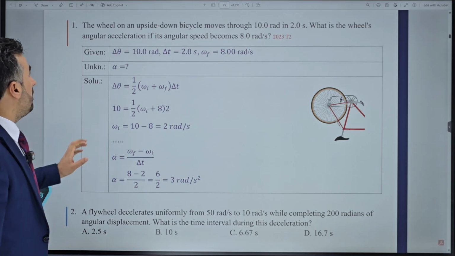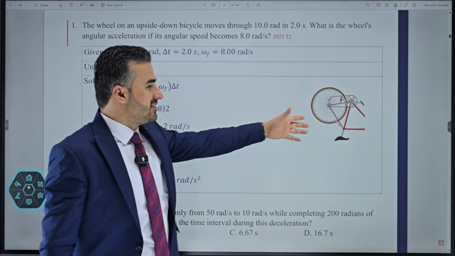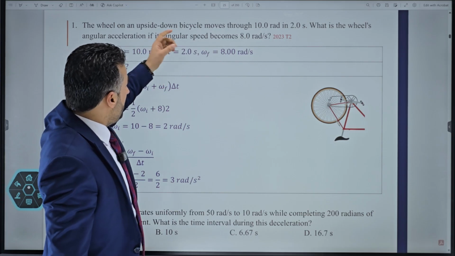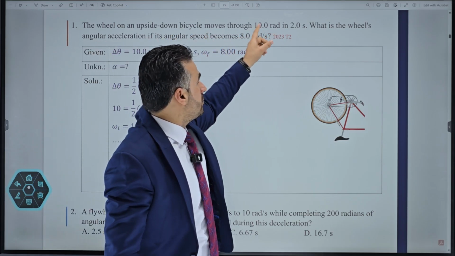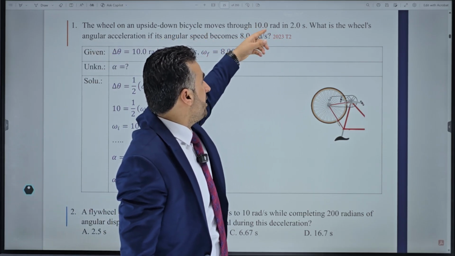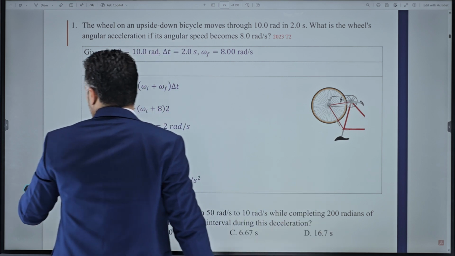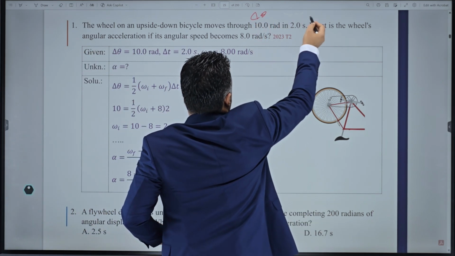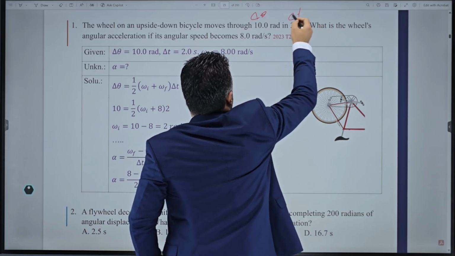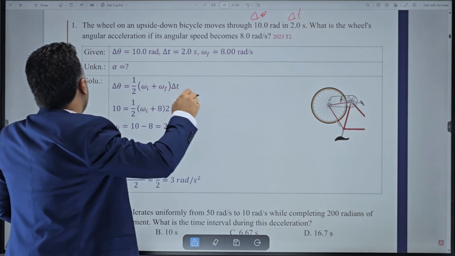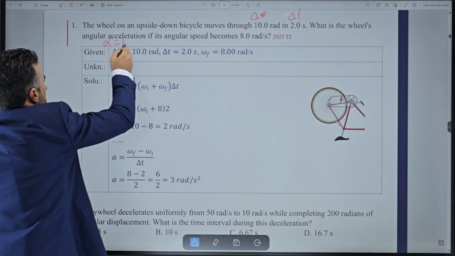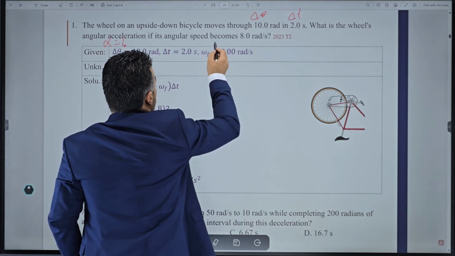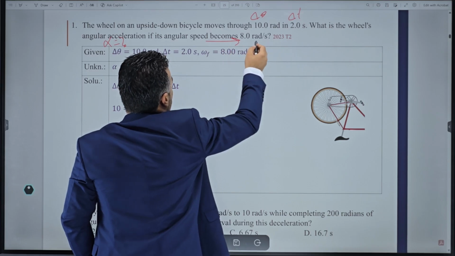It says the wheel on an upside down bicycle, like the wheel of this bicycle that is upside down, moves through 10 radian in 2 seconds. So 10 radian, that is the angular displacement, right? And then 2 seconds here, so this is delta t. These are given. What is the wheel's angular acceleration? So that is unknown. If its angular speed becomes 8 radian per second.